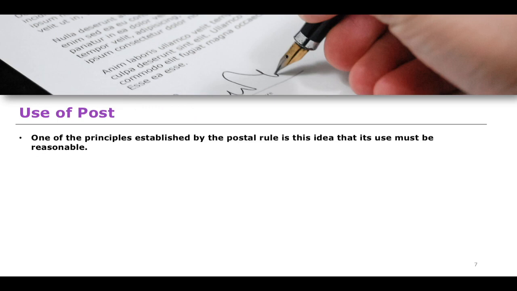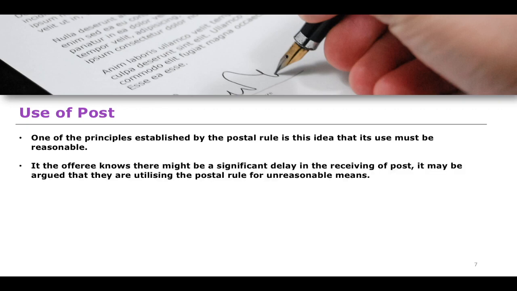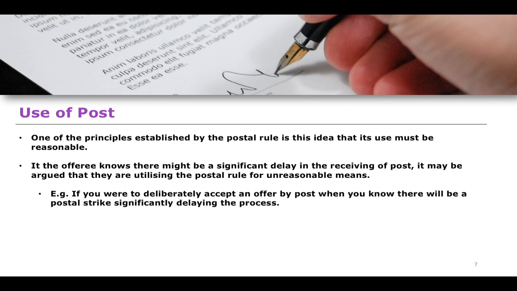So one of the principles established by the postal rule is this idea that it must be used reasonably. One of the things that is important to note is that if you're using or even weaponizing the postal rule against a particular party in a contract, then it would be invalid. So if the offeree, for example, knows that there might be a significant delay in receiving post, then it may be argued that the use of the postal rule would be unreasonable, and they would be using it for unreasonable means and therefore not valid.